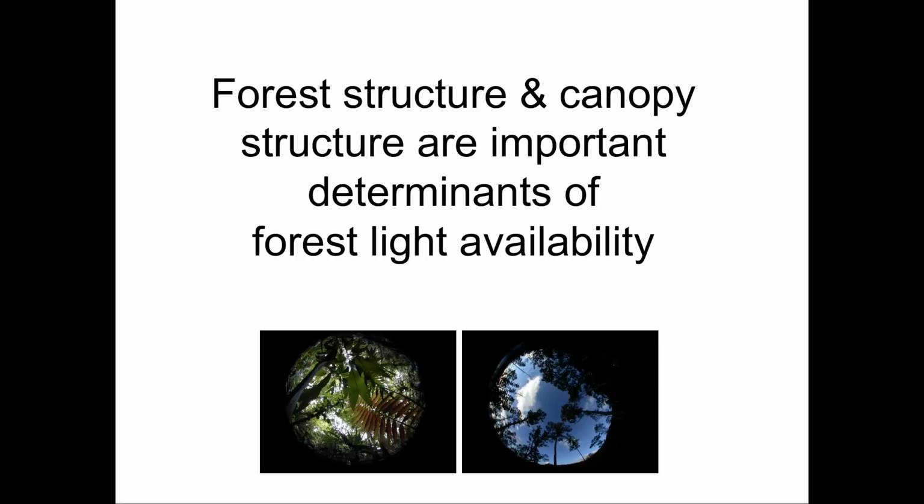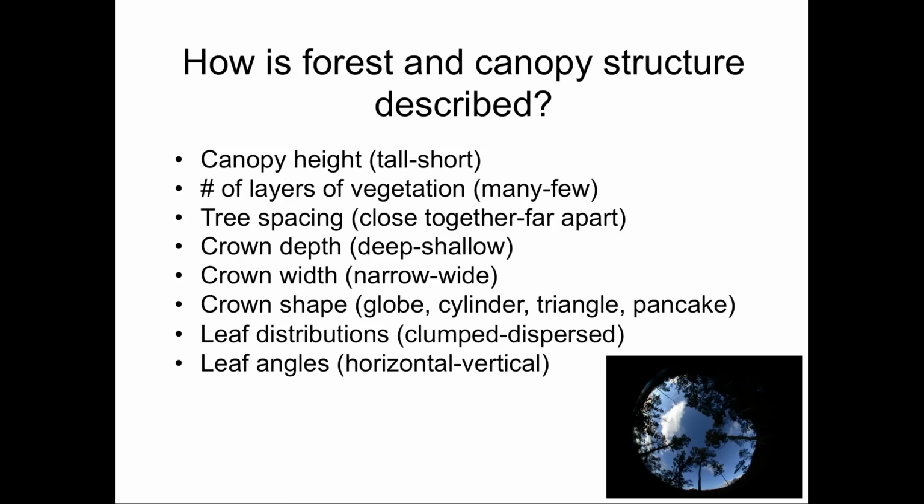The forest and the canopy structure are incredibly important determinants of forest light availability. Aside from where you are on the planet in terms of your location, these factors probably play one of the largest roles in determining the amount of light at any point within a forest. And if you're thinking from a seedling's perspective, as I often do, the light availability reaching the forest floor. How do we describe forest and canopy structure?